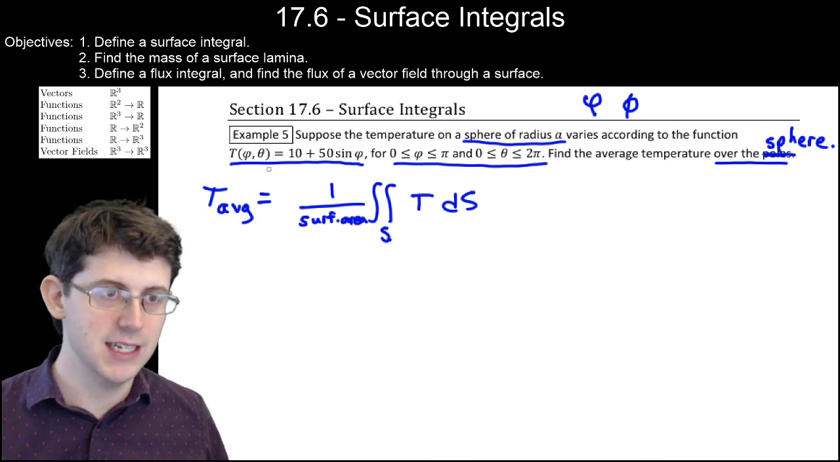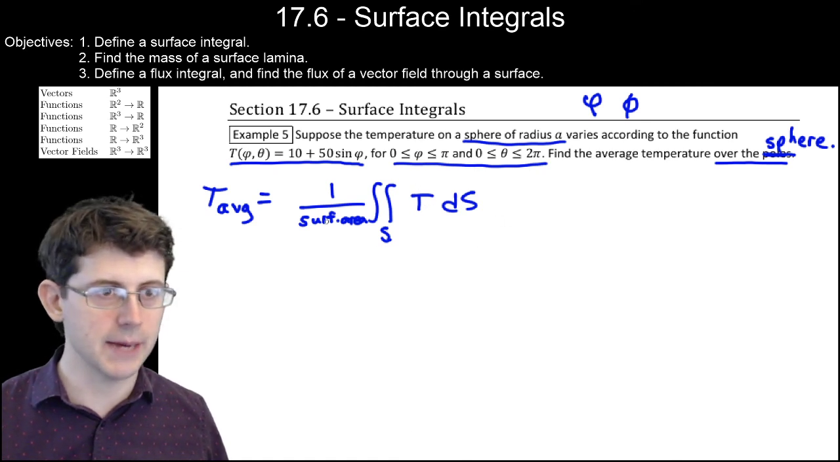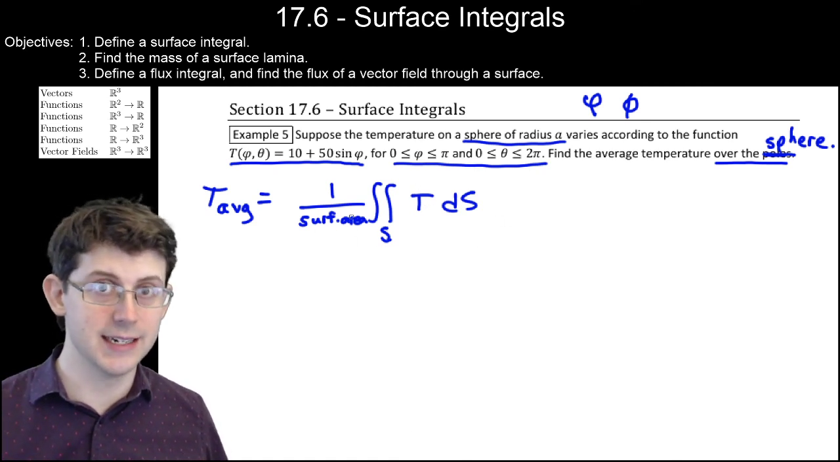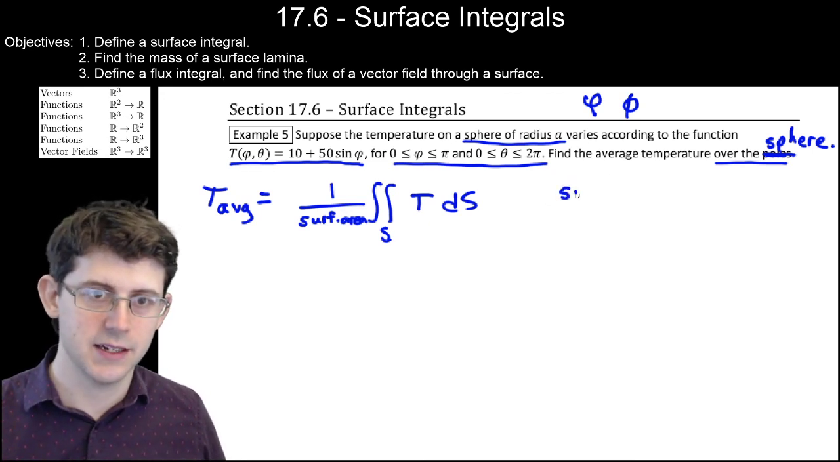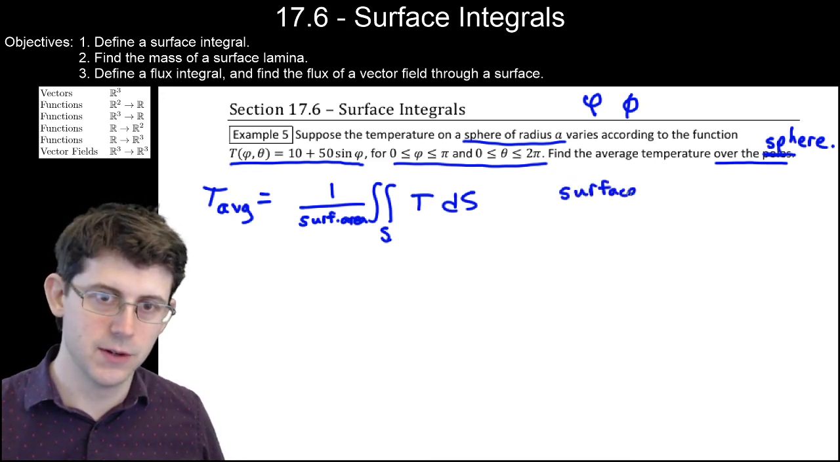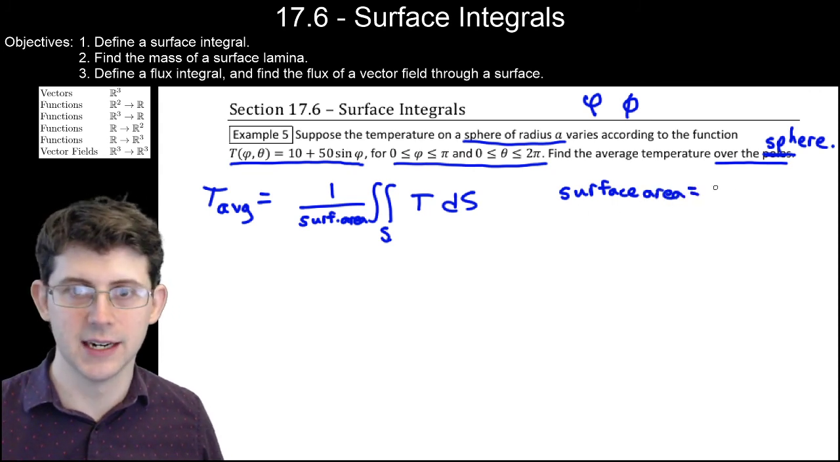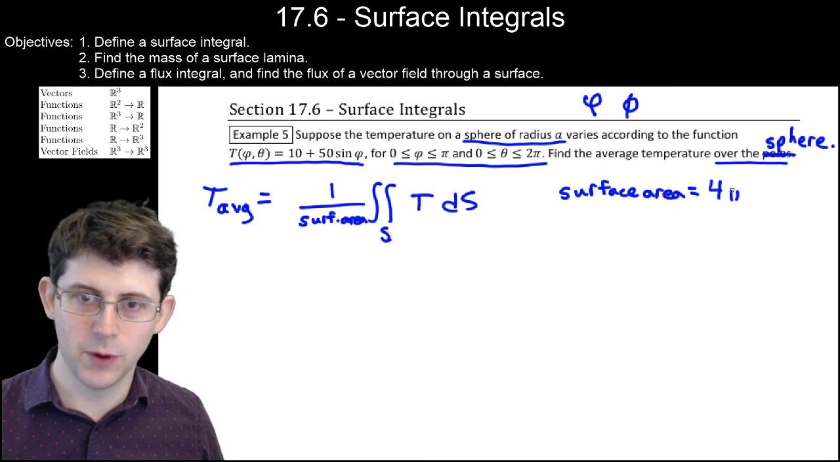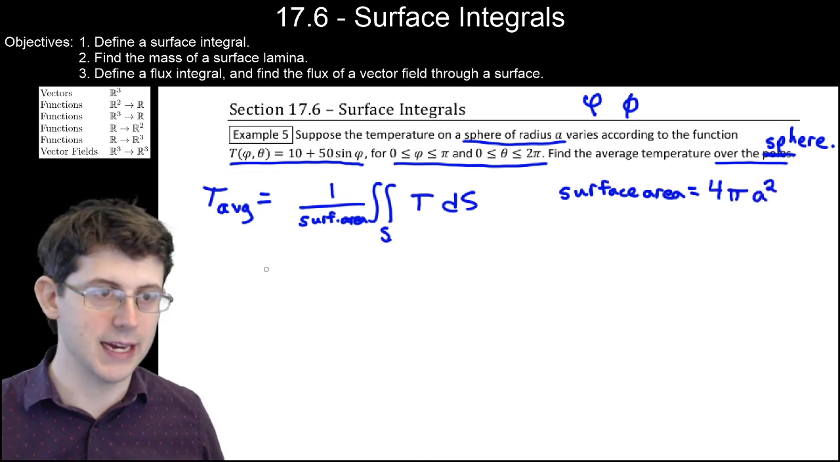This function, T, is going to be in here in the integral. One thing is that the surface area is often an integral itself, but here I have a sphere of radius a, so I don't have to actually do an integral to find the surface area of a sphere, because the surface area of a sphere is 4 pi r squared. So the surface area here is just 4 pi a squared.